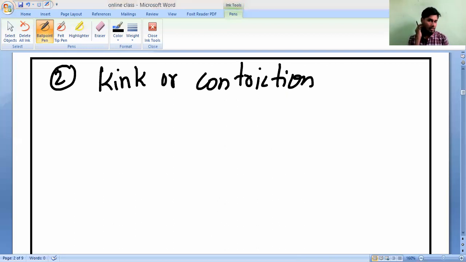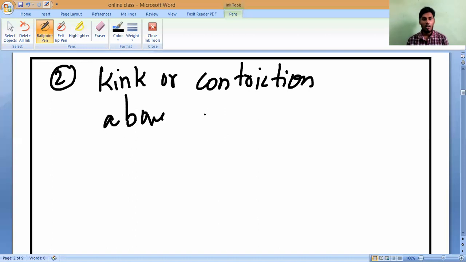Constriction. Understand? In its glass tube, just above the bulb containing mercury. Where is it present? Just above the bulb containing mercury, which means above. It is present just above the mercury bulb. Is it yes or no?